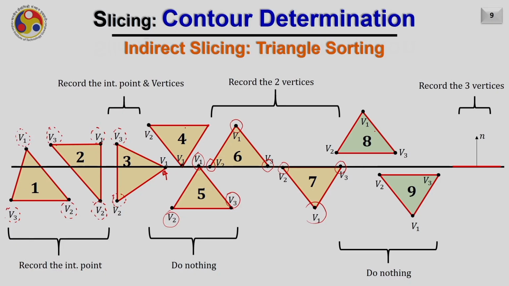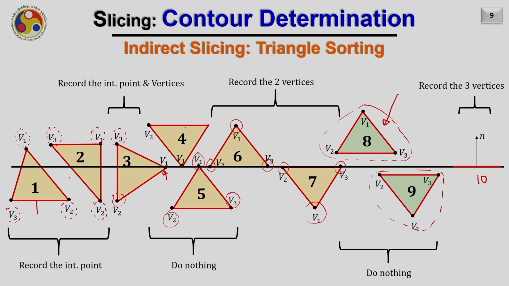Then the eighth case could be that all three vertices are above the slicing plane, or the ninth case where all three vertices are below the slicing plane. Please note that in this case, the triangles are not participating in the slicing operation because these triangles are not of our interest. The 10th case could be all three vertices are in the slicing plane. Now, let us discuss what we need to do in these cases.